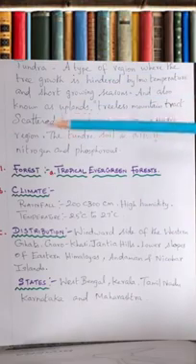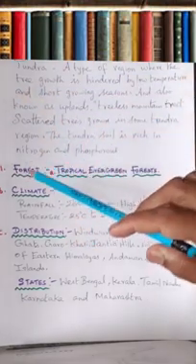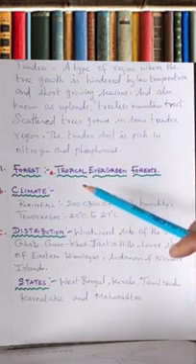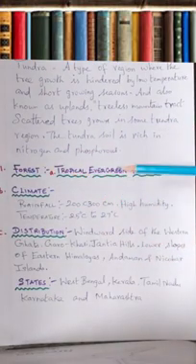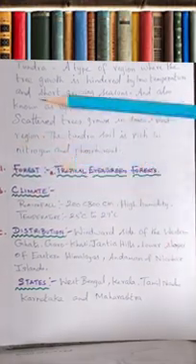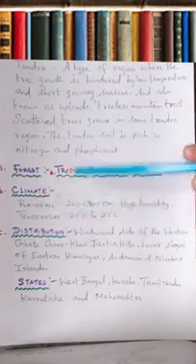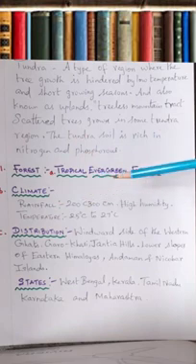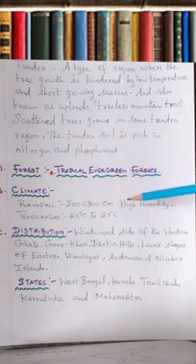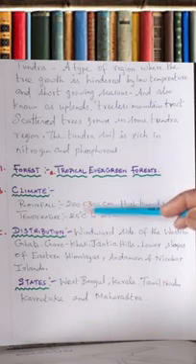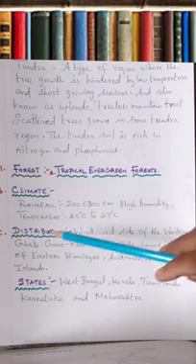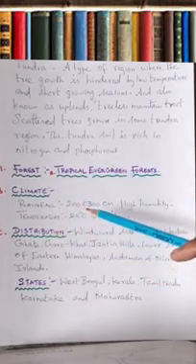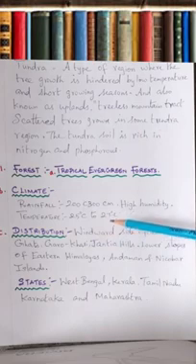Next, we can see the distribution. First one, forest. You can see now the tropical evergreen forest. We can see its climate. B. Its rainfall is 200 to 300 centimeters, high humidity. Temperature is 25 degrees Celsius to 27 degrees Celsius.